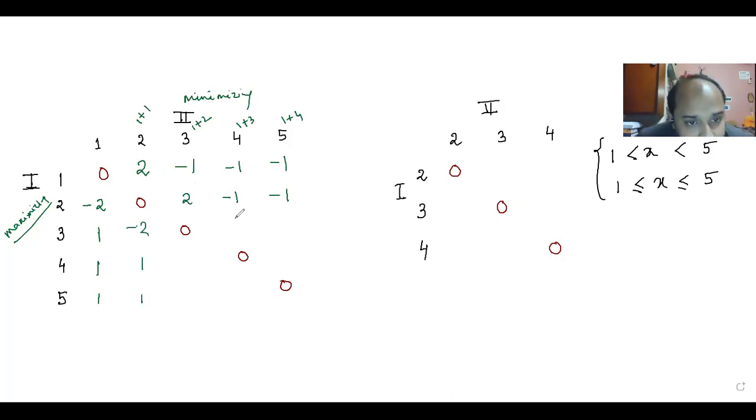Then we have got the pattern. So this will be 2, 2, minus 1, minus 1, and that will be plus 2, minus 1, minus 2, 1, minus 2, 1. Yeah, that will be 2, and this will be minus 2, minus 2.